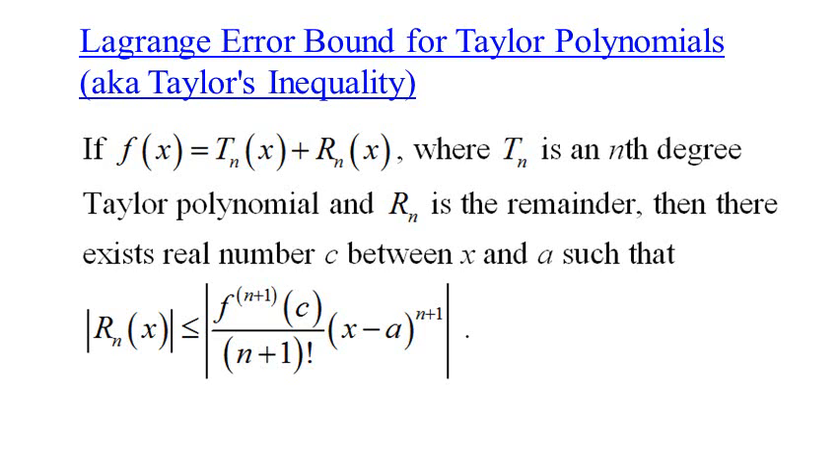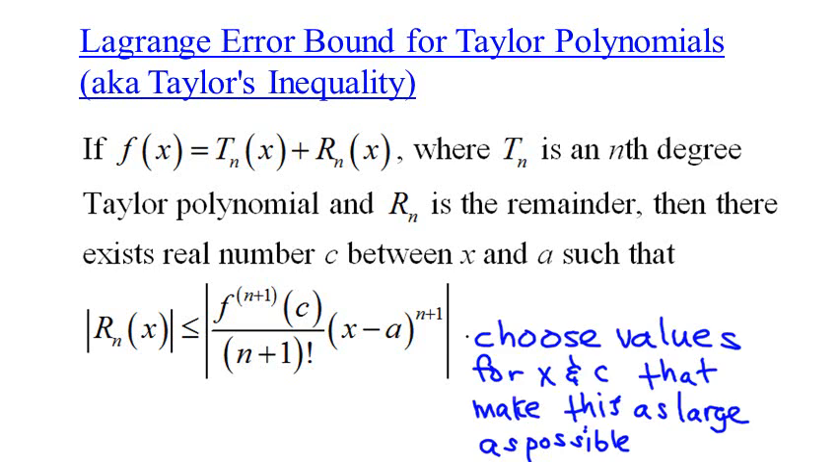This is very similar to the n plus first term of the Taylor series, except that we may not always use the same values in place of c and x. If this were truly the n plus first term, x and c would be the same number. When we use Taylor's inequality, we'll choose values for x and c from a given range of values to make the expression on the right as large as possible.